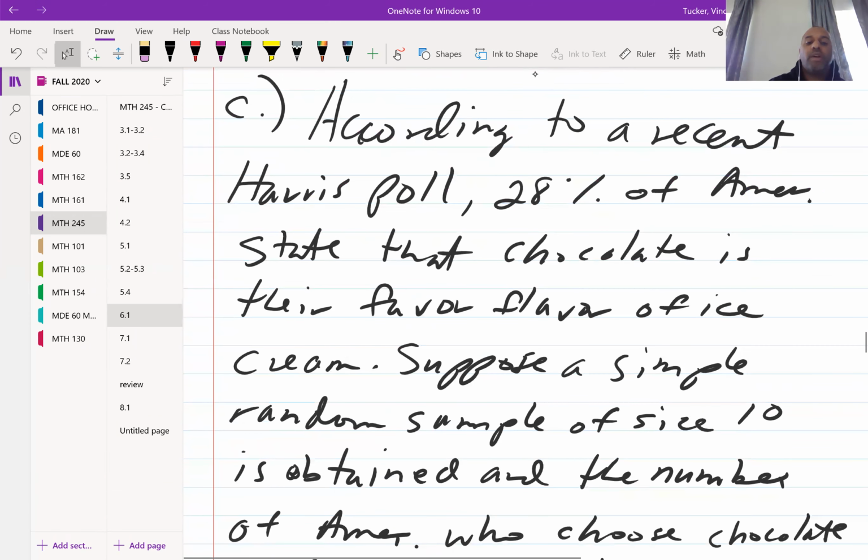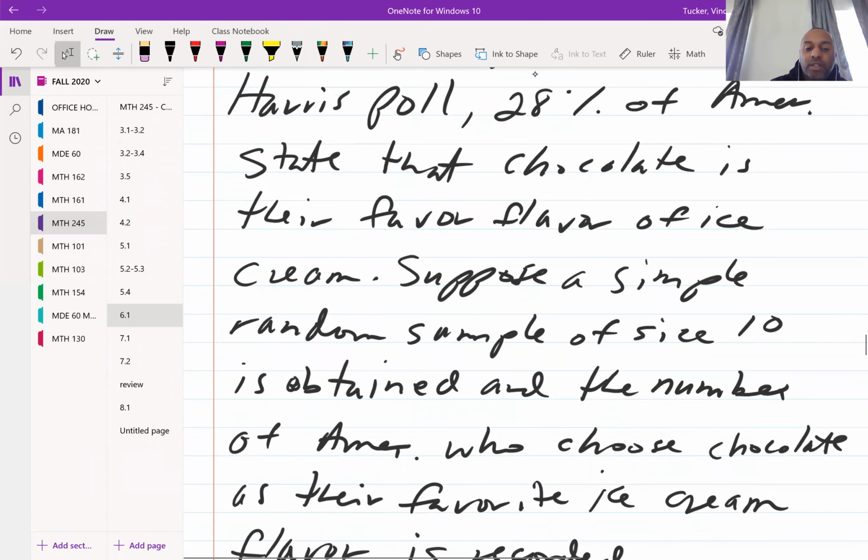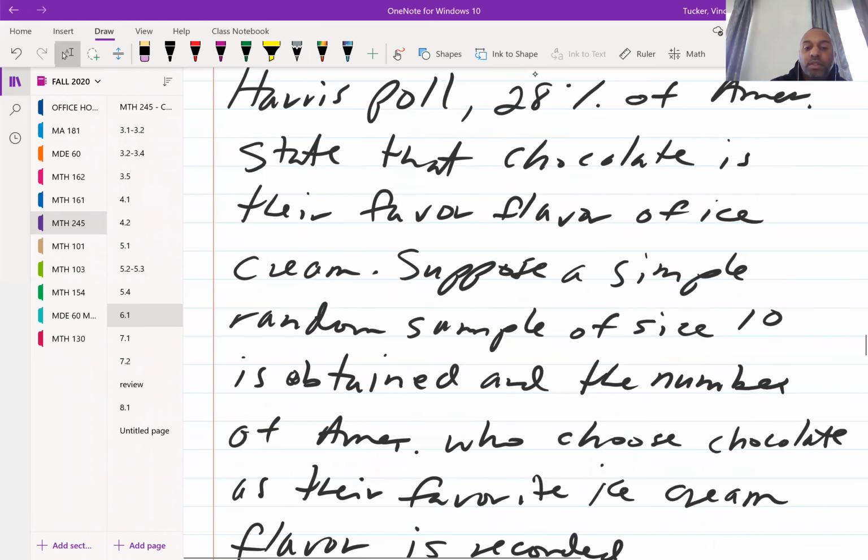Good. All right. So according to the recent Harris poll, 28% of Americans state that chocolate is their favorite flavor of ice cream. Suppose a simple random sample of size 10 is obtained, and the number of Americans who choose chocolate as their favorite ice cream flavor is recorded.